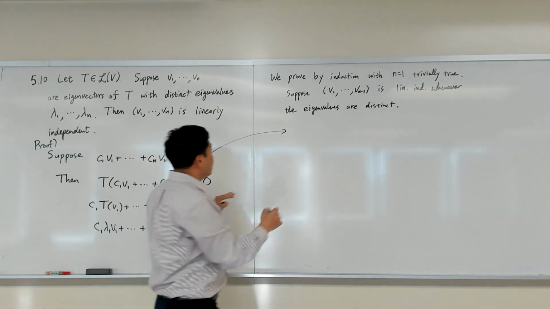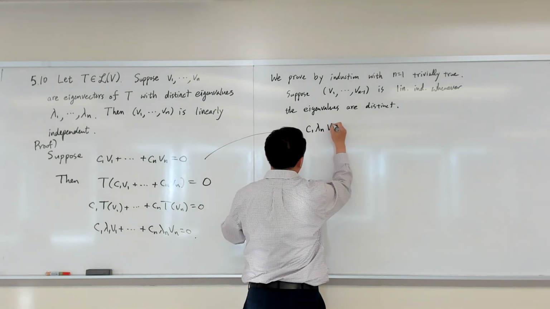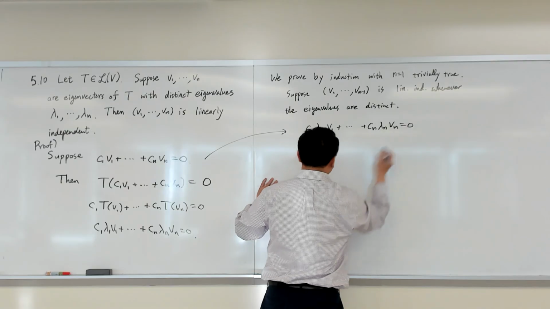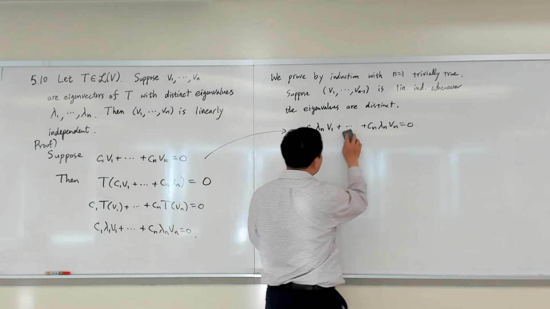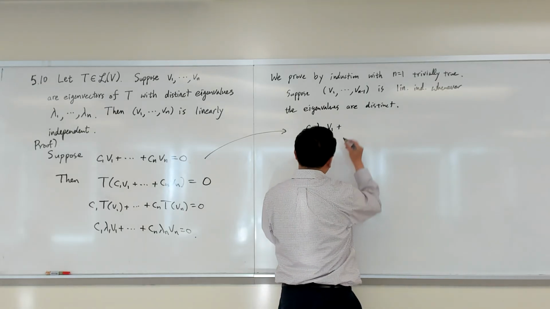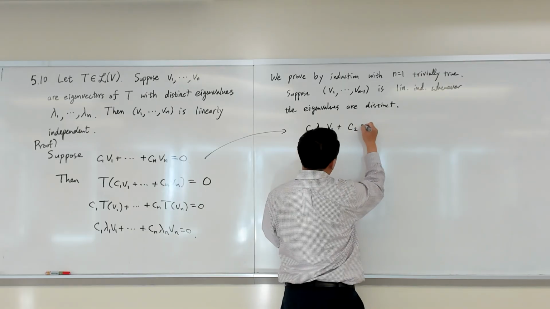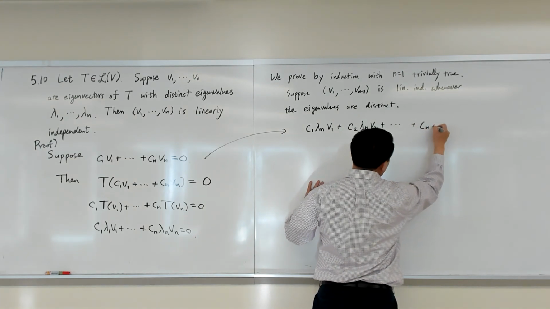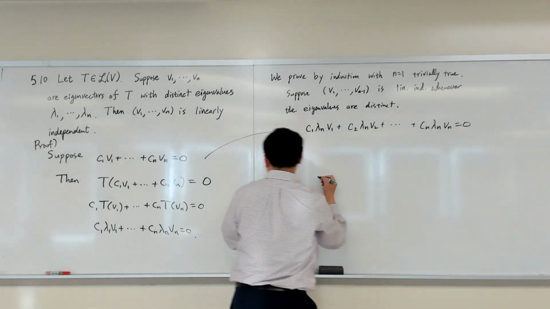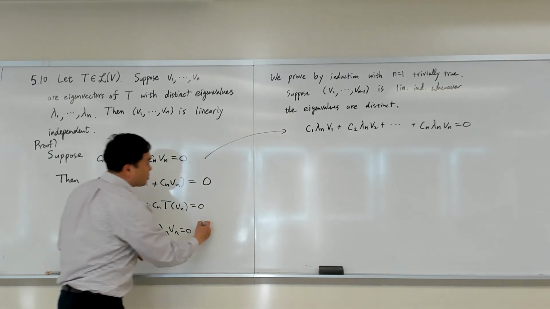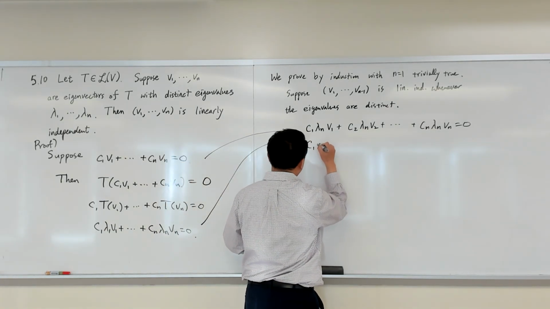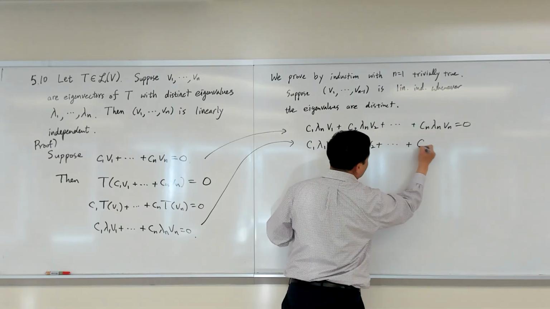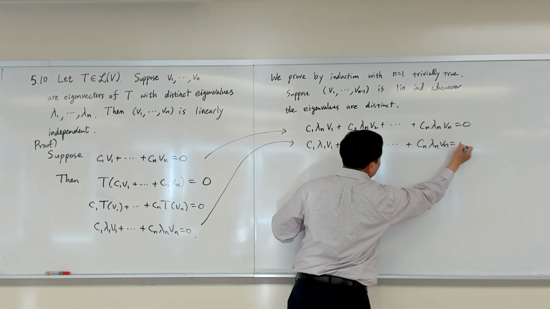Okay. So we have c1 lambda n v1 plus ... plus cn lambda n vn equals 0. Maybe these indices are not so clear, so let me write a few more terms. c2 lambda n v2, so it's always lambda n, right? Until you reach cn lambda n vn equals 0. But then we also have this guy, right? So from here, we write down c1 lambda 1 v1 plus c2 lambda 2 v2 plus ... plus cn lambda n vn equals 0. Okay?